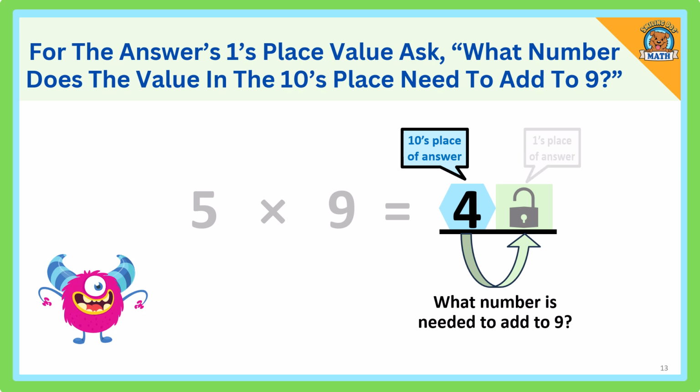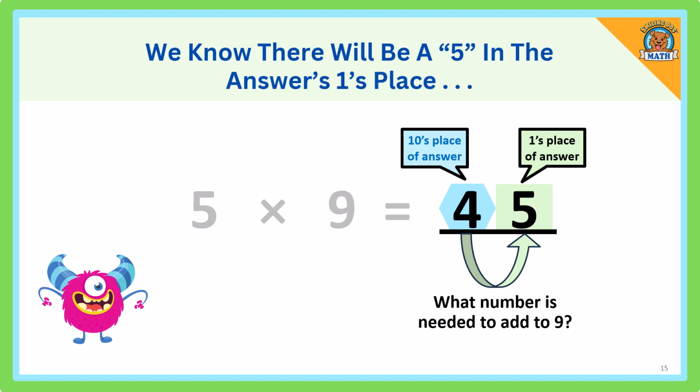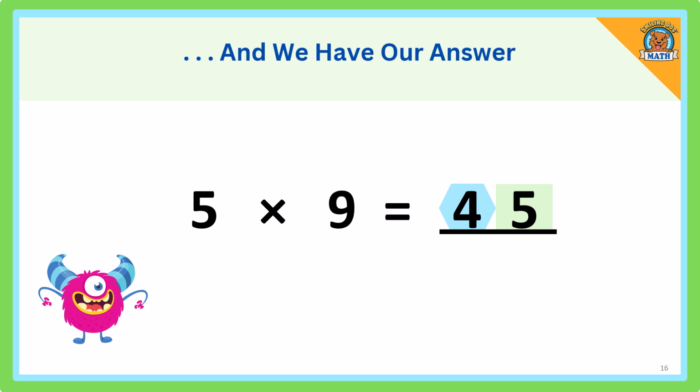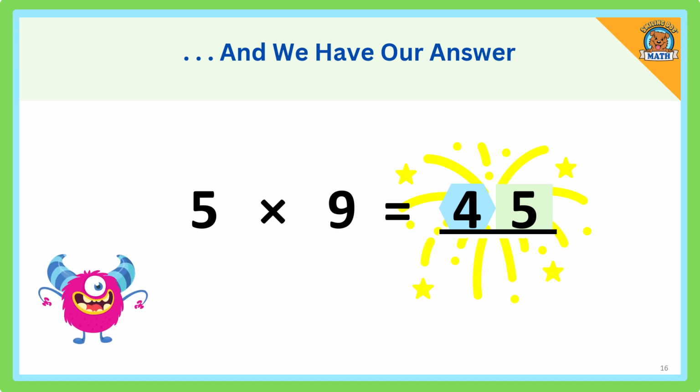For the answer's ones place value, we ask what number does the value in the tens place, which is 4 in this case, need to add to 9? Well, since 4 needs a 5 to add up to 9, we know there will be a 5 in the answer's ones place, and we have our answer to this multiplication fact. 5 times 9 equals 45.